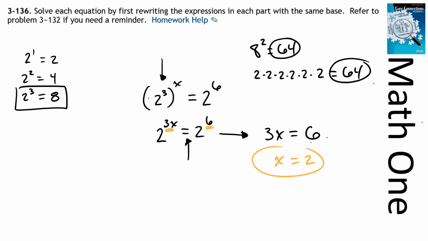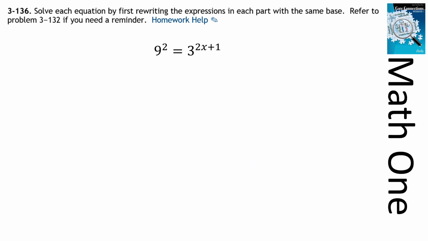Or it's actually not an example, it's another problem. For this problem, let me clear all the writing here. Again, I have different bases. I've got 9 that's being squared, and I've got 3 to the 2x plus 1. Well, again, the smaller of the two bases is the 3, and I don't know that I'll always pick the smaller of the two, but I might.